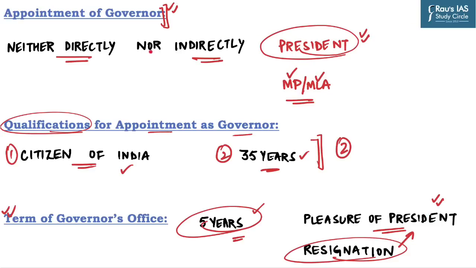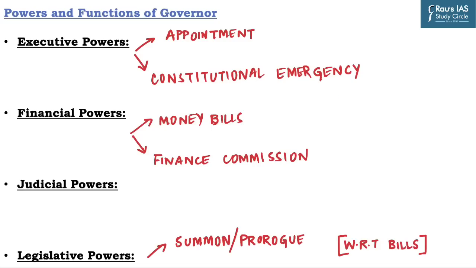Here we have discussed appointment, qualification and term of office. Now we will analyze the powers and functions of governor. Like president, governor is also entrusted with extensive powers. The first one is executive powers. The executive power of governor includes the appointment of chief minister and other ministers on the advice of chief minister.